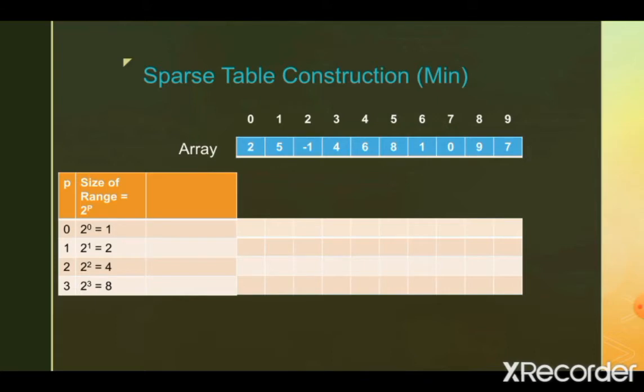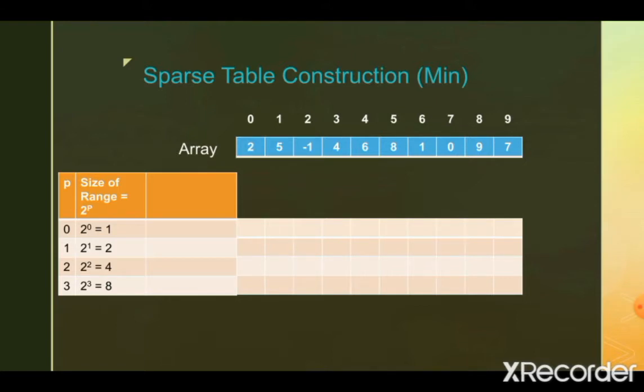Similarly, the second row of the sparse table contains the minimum values of all possible ranges whose length is equal to 2 to the power of 1, which is equal to 2. Similarly, the third row corresponds to 2 to the power of 2 equal to 4. So it contains all possible ranges of length equal to 4. And finally, the last row contains the minimum value of all possible ranges of length equal to 8.